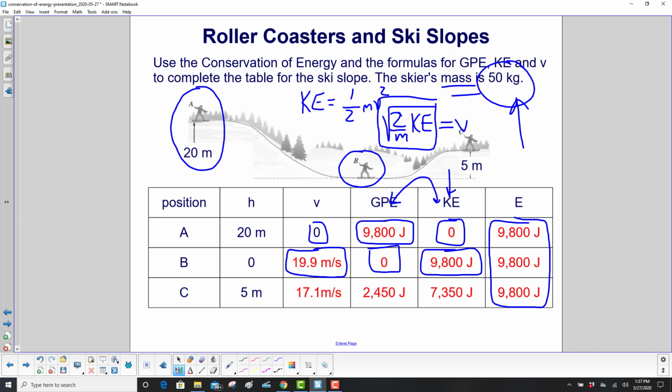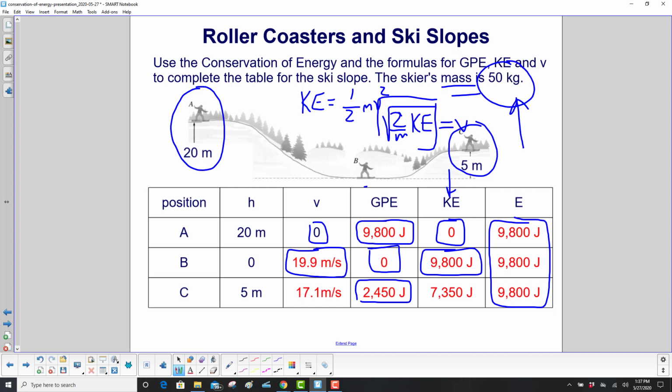Then at point C, okay, here we are at point C. Let me erase some stuff there. Be careful. I want to keep that KE there. So we have, where are we? We're at point C. We're at 5 meters high. So we calculate the GPE as mgh, and we get 2450 by using a height of 5 meters.